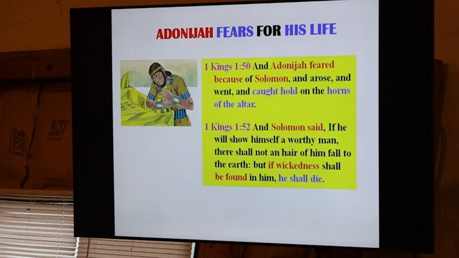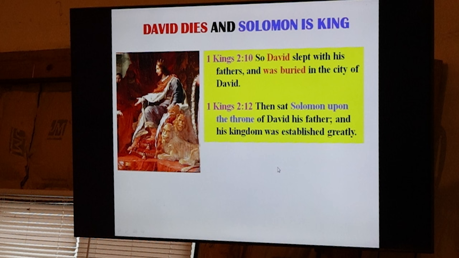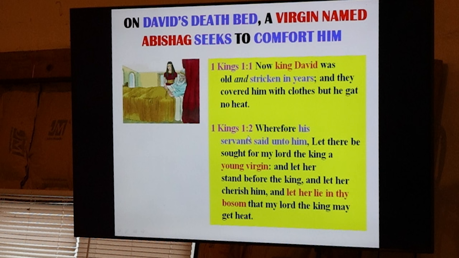And then he says, go back home. Solomon says, go back to your house. And then the days are approaching that David should die. David's on his last breath, and David dies. He gets buried, and of course Solomon, his son, takes over the throne. And so there's a background story to what happens next.